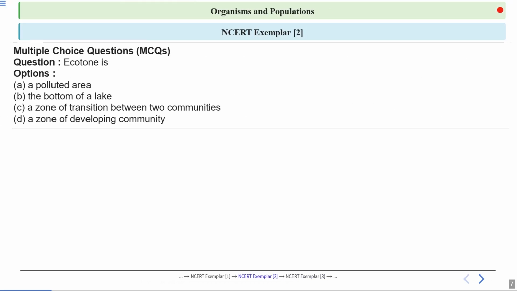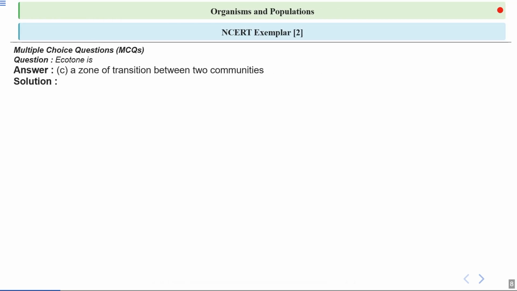The next question, ecotone is. So you have four options A, B, C, D. You have to choose the correct answer from these options. Option A, a polluted area. Option B, the bottom of a lake. Option C, a zone of transition between two communities. And option D, a zone of developing community. What is the correct answer? Okay, so option C is the correct answer here, a zone of transition between two communities.